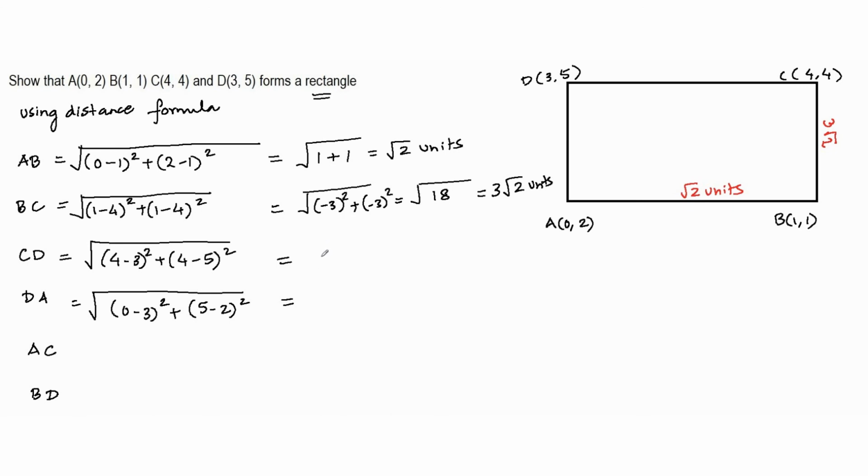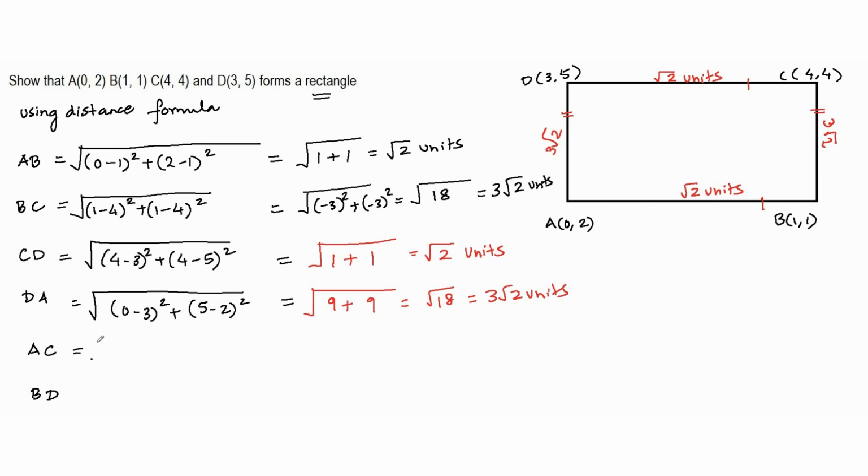To find CD, I would do under root of 4 minus 3, that's 1 square is 1. And 4 minus 5 is negative 1. So negative 1 square is also positive 1. So this becomes square root of 2 units. So the length of DC is also root 2 units. And if I want to find the length of DA, now this would be negative 3 square is positive 9. 3 square is also positive 9. So this is root 18, that is equal to 3 root 2 units, right? So this is how we can find the lengths of all four sides, and I notice that the opposite lengths are equal to each other, which means that this is a parallelogram to the bare minimum.